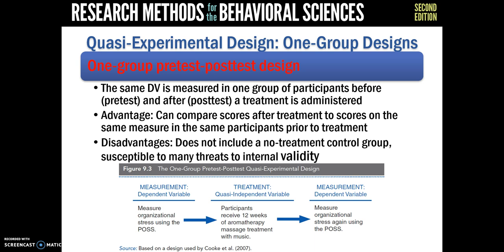However, you don't have any control group to compare with. You just compare the group with itself. You're not sure whether the improvement is truly because of the therapy or the treatment, or just because of the way the group is. You might have a lot of smart people in the group. You might have a lot of dedicated people in the group, so they improve their test score automatically.